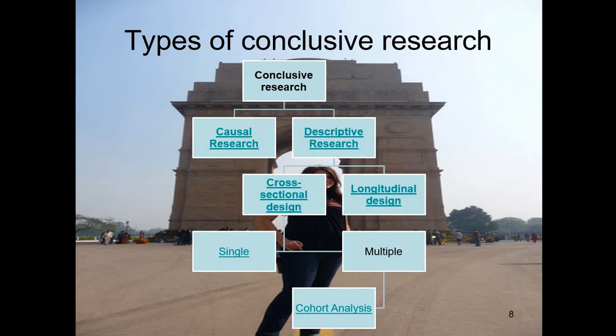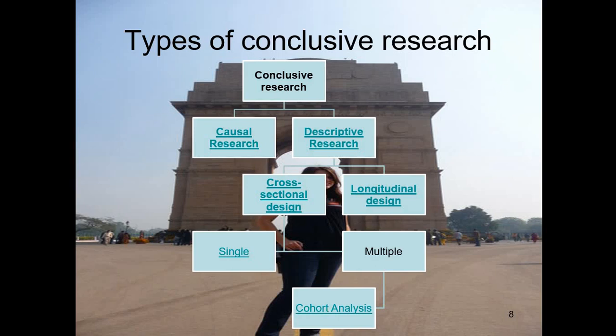In cross-sectional design, we actually take a cross-section of people, maybe a group of individuals, and find information about them at a given point in time. Say you have a locality where there are 200 families, 200 households, so you perform a study on the consumption pattern of those 200 families. This is a good example of a cross-sectional design.